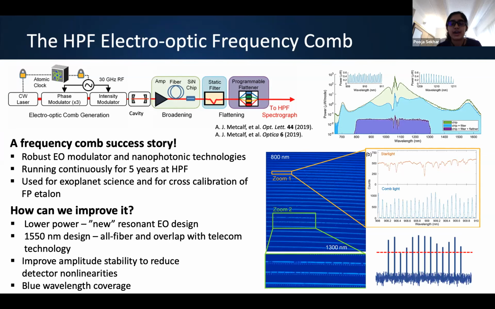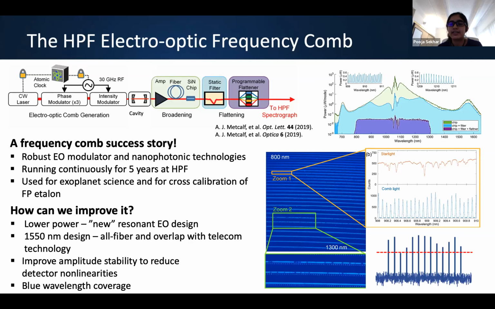One of the issues that we have found with this 30 gigahertz EO comb, even though it hasn't actually affected the final supercontinuum, is that the bandwidth of the initial EO comb is decreasing. This is due to the degradation of the high power RF amplifiers, which have been working throughout these 5 years with greater than 5 watts. And here we are trying to address this with a new resonant electro-optic design that requires much lower RF power to generate the same bandwidth comb.